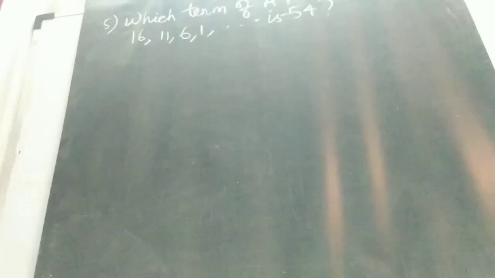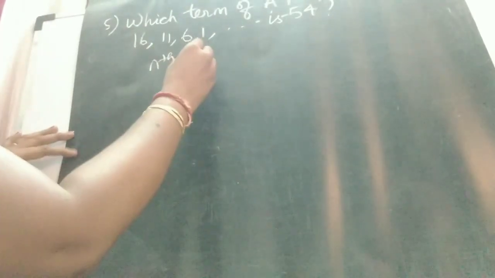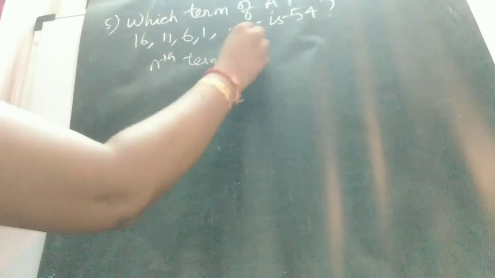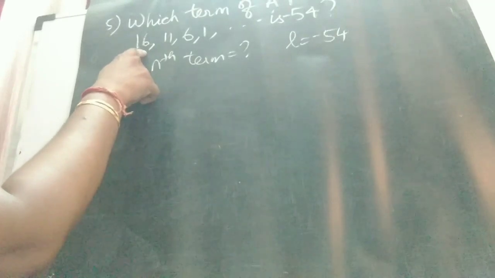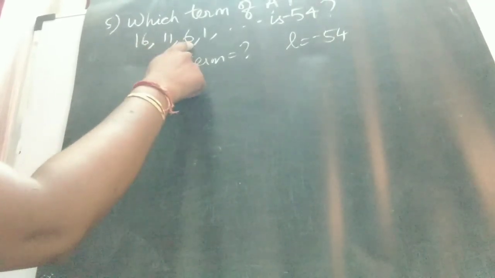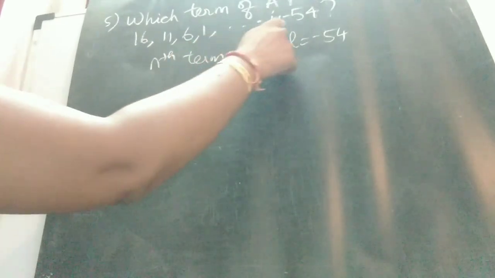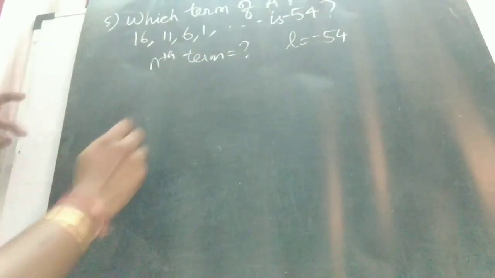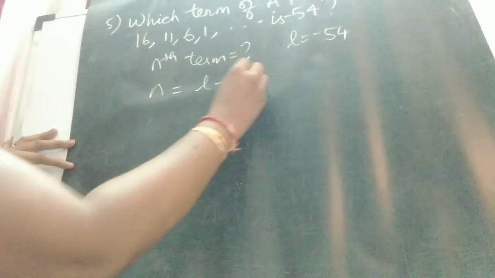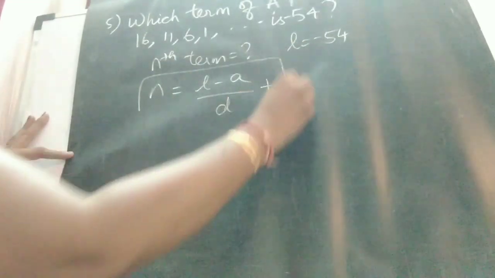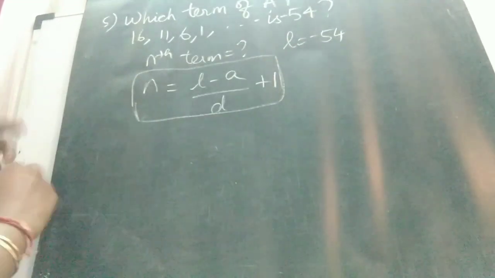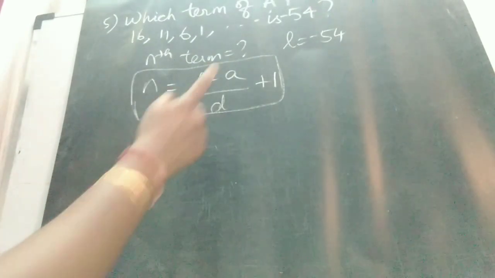Okay. Now given, which term of the AP is minus 54? That means they are asking the nth term, right? This is the last term, it is minus 54. For which term does the nth term minus 54 exist? Now you know T1 is 16. First term is 16, second term is 11, third term is 6, fourth term is 1. And therefore minus 54 is which term number? So for finding that, you have the formula to calculate the number of terms: n is equal to L minus a by d plus 1.